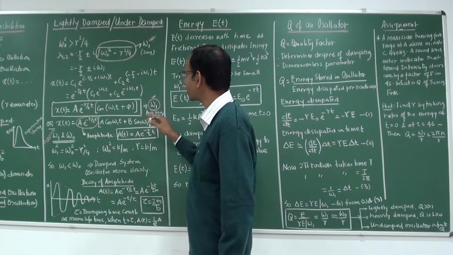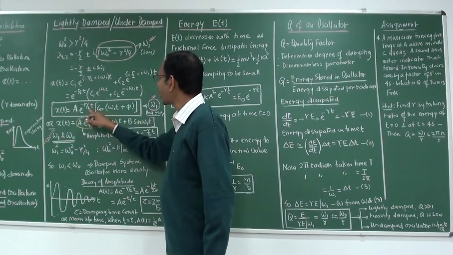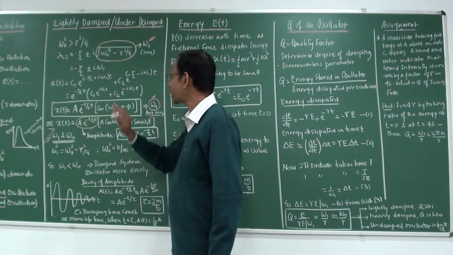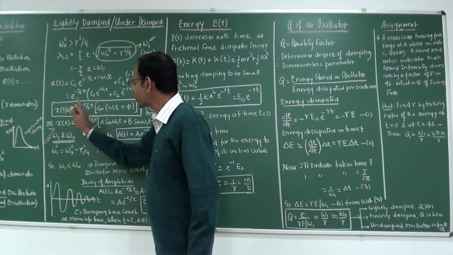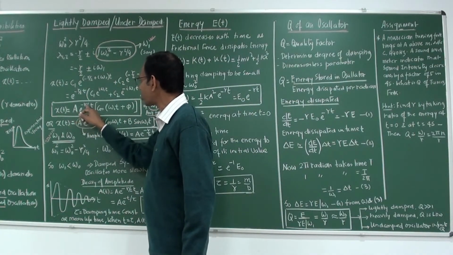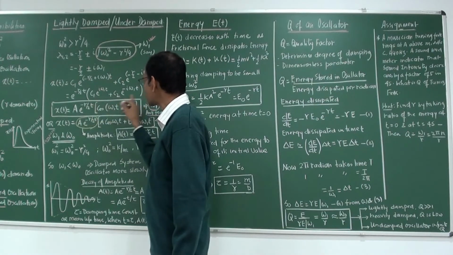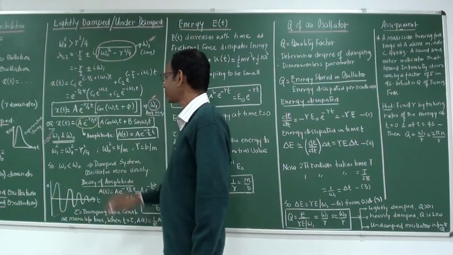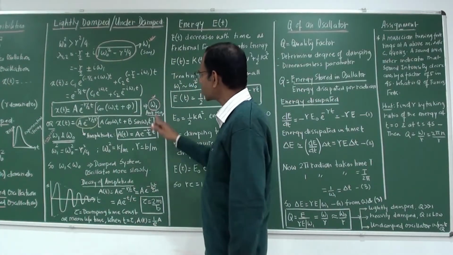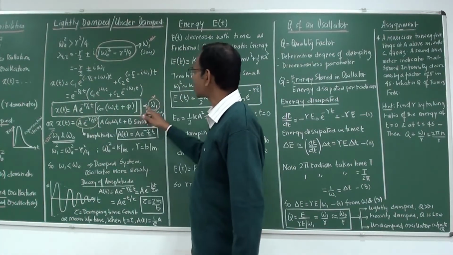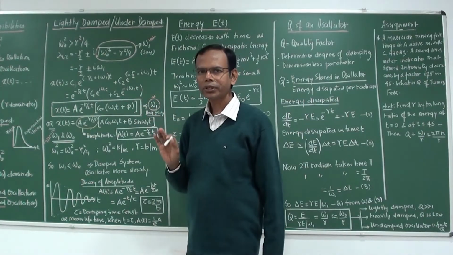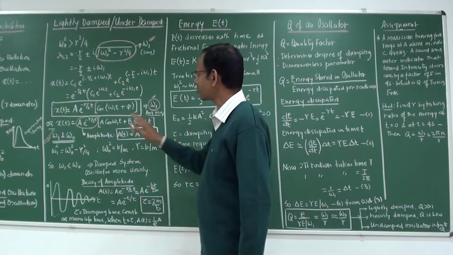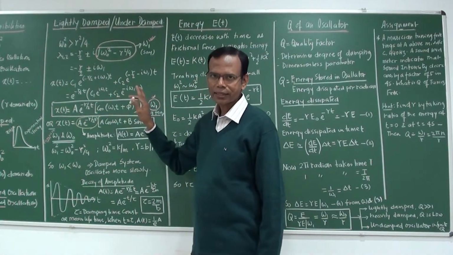where we have included phi for the initial phase, and a, that is a constant, is taken outside. So x of t is equal to a e to the power of minus gamma by 2 t times cos of omega 1 t plus phi. Now this particular equation is the solution of the differential equation for the lightly damped case. So this is the final solution that we get as x of t.